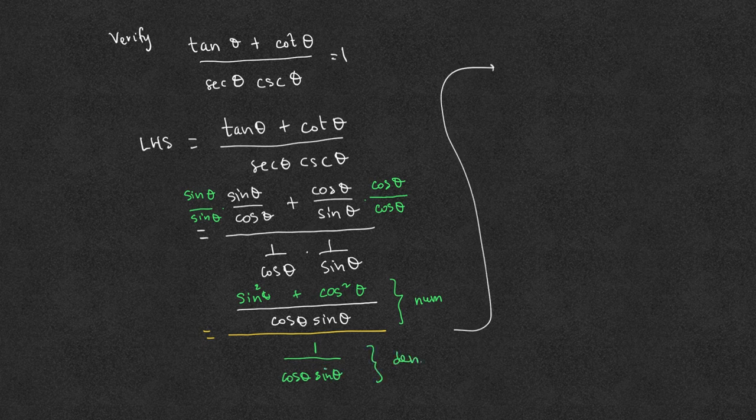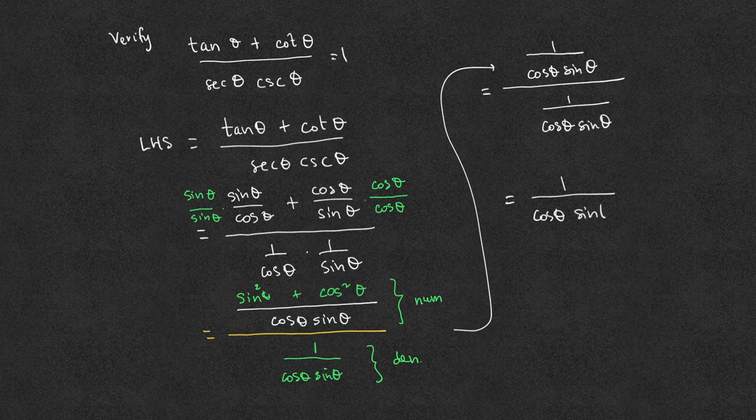Looking at this, we see that in the numerator, we have sine squared theta plus cosine squared theta. We see the identity, the basic Pythagorean identity. We keep cosine theta, sine theta, and then we have 1 over cosine theta times sine theta. And then this is a fraction divided by a fraction. So we take the numerator, 1 over cosine of theta times sine theta, and multiply by the reciprocal of the denominator, which is cosine theta times sine theta over 1.